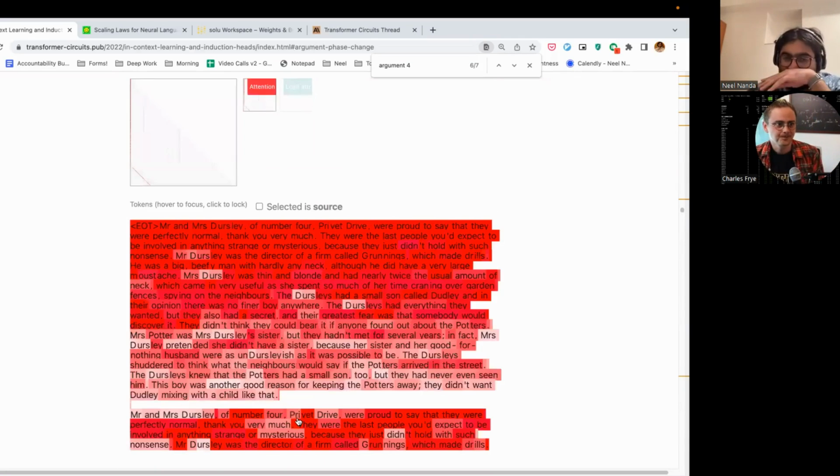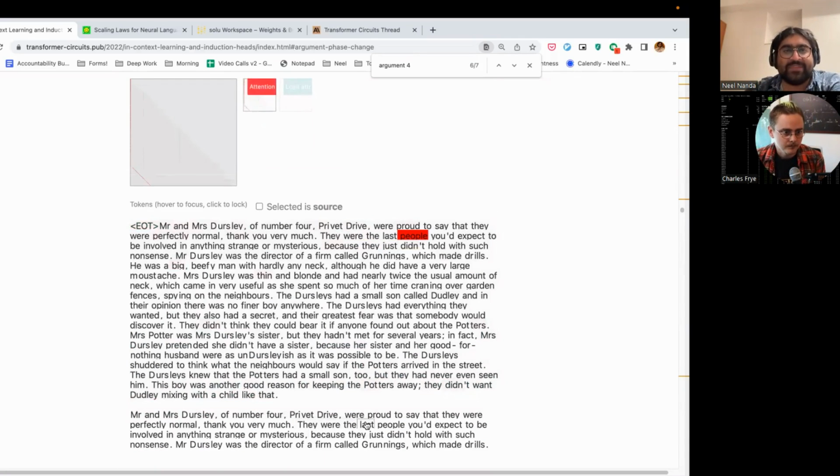So here we've just got repeated the first paragraph of Harry Potter, and this is a specific head's attention pattern. And we see it's very much what we'd expect from this continue-repeated-subsequences thing.